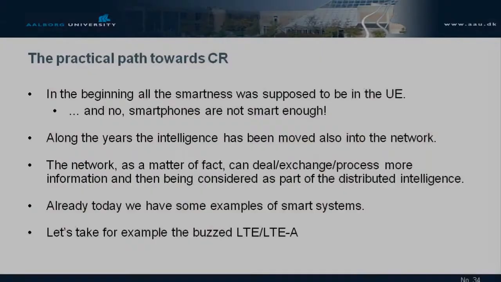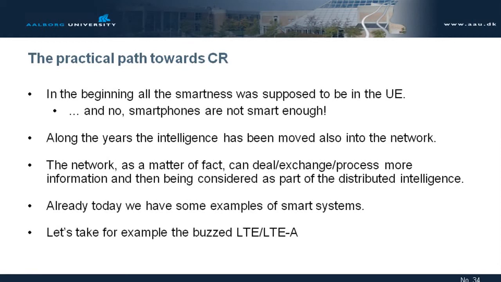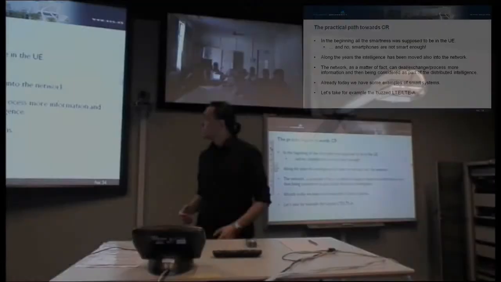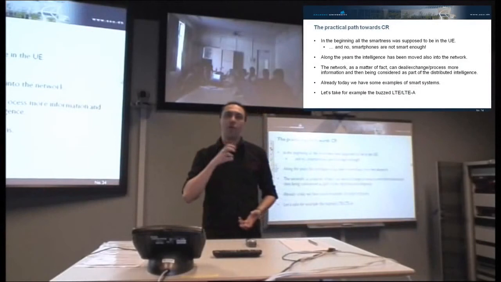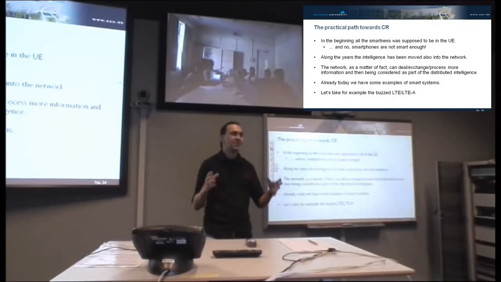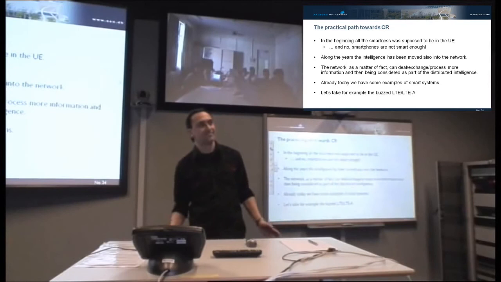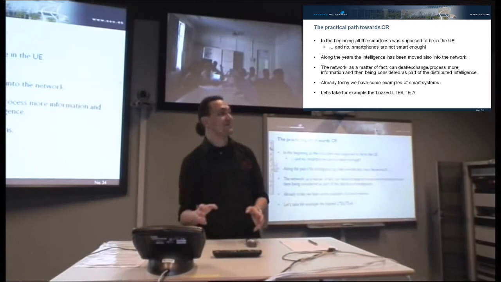In the beginning, the smartness was supposed to be in the UE. That's where Mitola located all, if not all, most of the smartness. But along the way, we decided, okay, let's move this intelligence to the network. It's easy. Now it's not only in the network. The new vision is that the intelligence is in the cloud. And the cloud is everywhere and nowhere, basically, because every device connected to the network is part of the cloud.